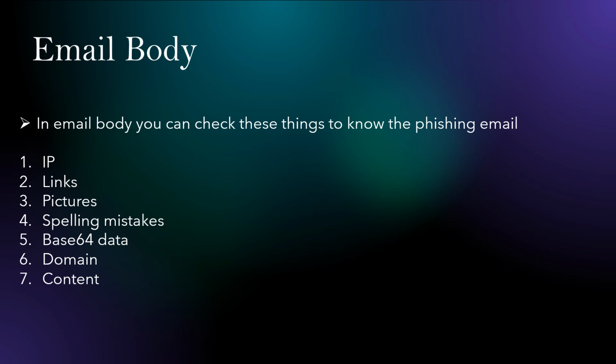In the email body, we can check some of these things to detect the phishing email. Like we have to get into the email headers and see the IPs of the phishing email, the links embedded in them, pictures, and spelling mistakes, which are often made by the attackers. And base64 data: some of the emails contain encoded data, so that we cannot exactly know what is actually written in the email.